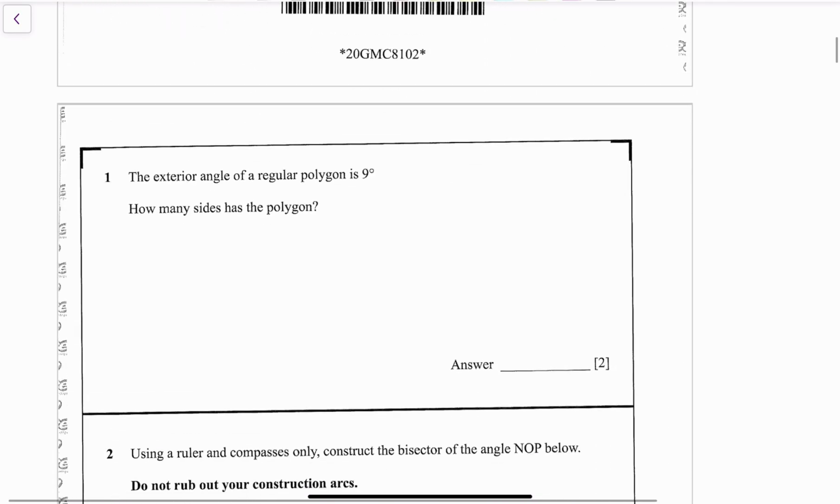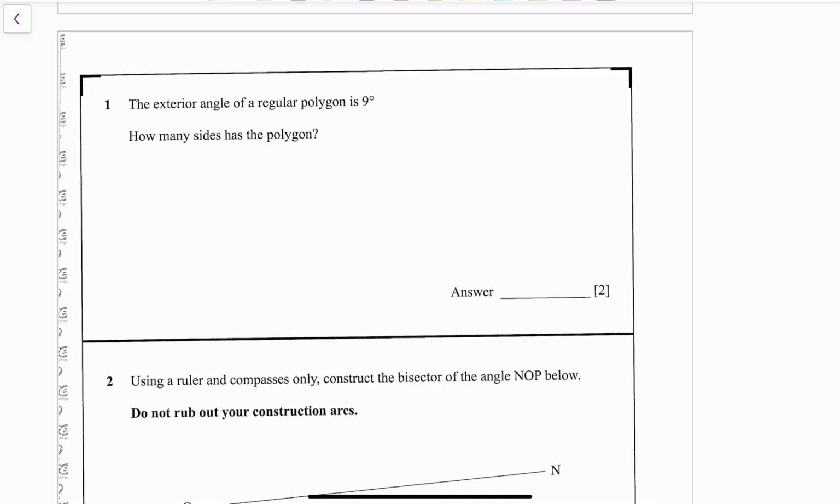Okay, the first question says the exterior angle of a regular polygon is 9. How many sides does the polygon have? We're using the formula n is equal to 360 divided by e. So n is equal to 360 divided by 9, and that is 36 divided by 9 is 4, and then add a 0, so it has 40 sides.